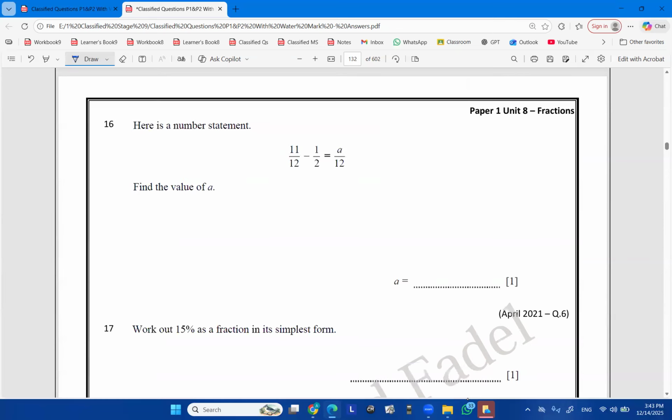Question 16. It says to you here is a number statement. Find the value of A. Mister, I'm going to just make the denominator the same. Multiply by 6. Multiply by 6. So it is 11 over 12 minus 6 over 12, which is 5 over 12. Yeah, what is A? Don't write 5 over 12. If you write here 5 over 12, it's going to be wrong. A is just 5. They gave away the 12. They want only A. They want only the numerator. The numerator is only going to be a 5. This is a 6.